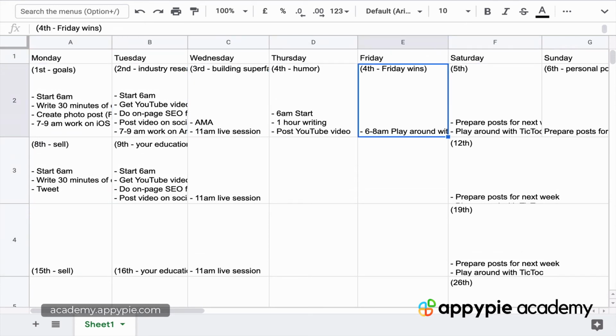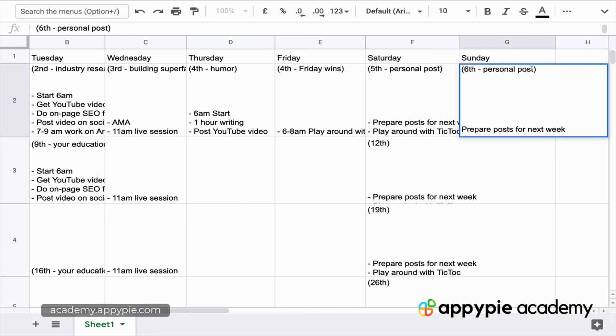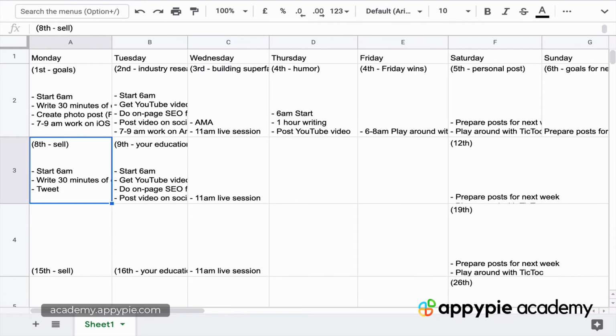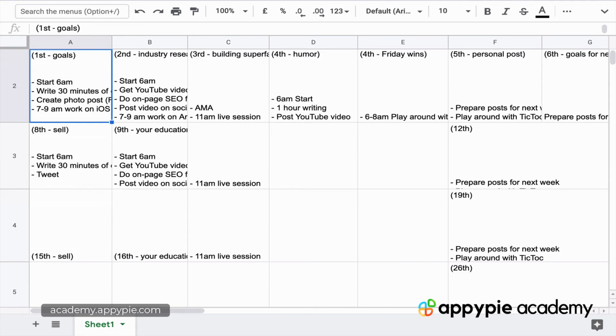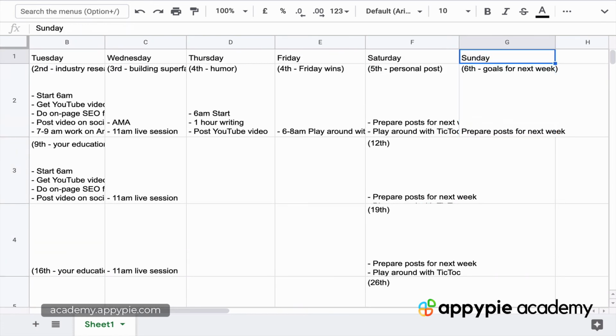So Friday, you don't have to sell as much because you've been selling all week. Friday is make people feel good about themselves, about their work. Friday wins. You can conversely do Sunday, if maybe Saturday will be a personal post. You can make the Saturday personal post, but Sunday goals for next week, just like that. So that in case you want to sell on Monday, you don't have to have that interfere with your sales posts, because the goals, which is what you're doing on the 1st, the goals will actually be something you create on Sundays, which is actually really good because then people have a plan for their week, and it's actually a very productive sort of thing.